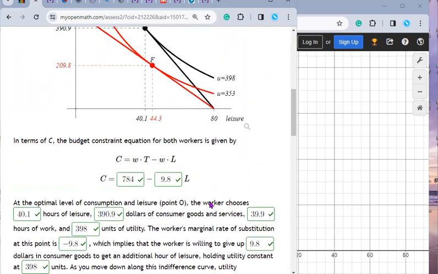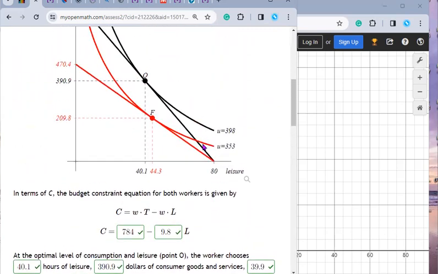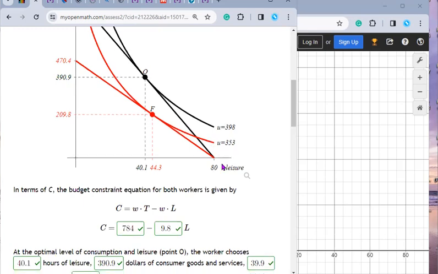Okay. What is the utility? Well, this red indifference curve, the new indifference curve that is tangent to the new budget line, it's closer to the origin than the previous indifference curve. So that represents a decrease in utility to 353.